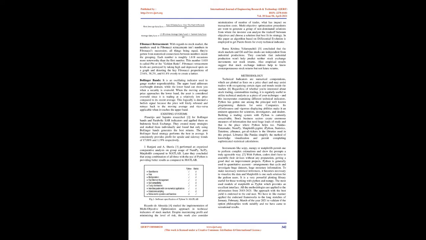Fibonacci retracement levels are portrayed by taking high and low points on a graph and marking the key Fibonacci ratios of 23.6%, 38.2%, and 61.8% horizontally to create a lattice.